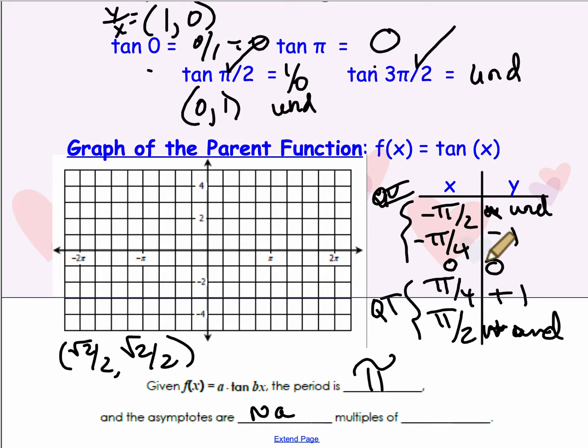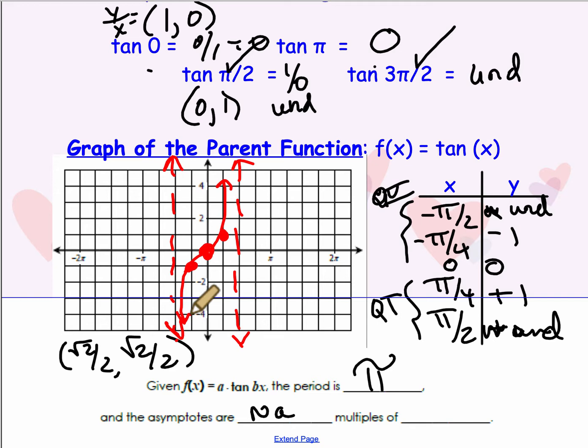When we do our graph, first we're going to draw our asymptotes, which are at pi over 2 and negative pi over 2. It's crossing the x-axis at 0. And I know that there's a point (pi over 4, 1) and (negative pi over 4, negative 1). If I did some more points, like pi over 8, I would see that my values are going to get bigger and bigger as we get closer and closer to pi over 2. So there we have our parent function for the tangent of x.